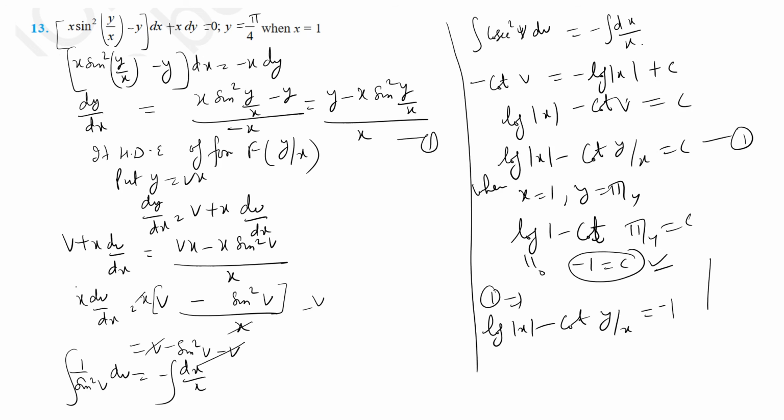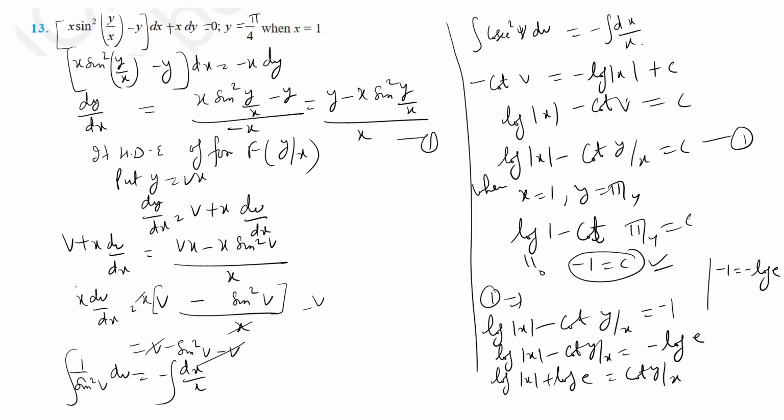Now a little bit of simplification. As we know that log e is 1, so minus 1 we can take as minus log e. So it becomes log mod x minus cot y upon x is equal to minus log mod e. Let us bring this log e to this side. So it becomes log mod x plus log e is equal to cot y upon x. So we can apply log a plus log b here. So it will be log of a into b is equal to cot y upon x, which is the desired solution.